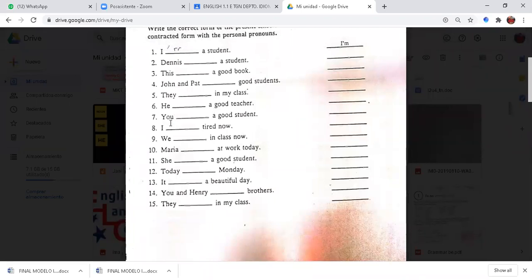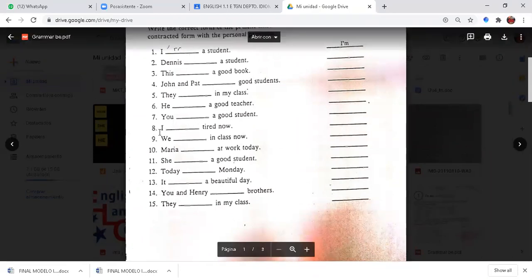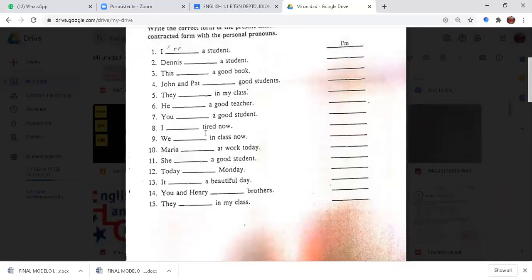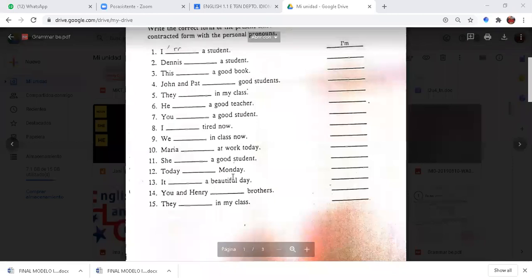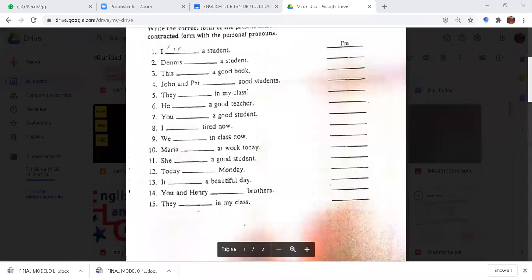Seven. You're a good teacher. You're a good student. Eight. I'm tired now. Nine. We are in class now. Yes. Ten. Maria is at work. Today. Yeah, next. She is. Un minutito, por favor.